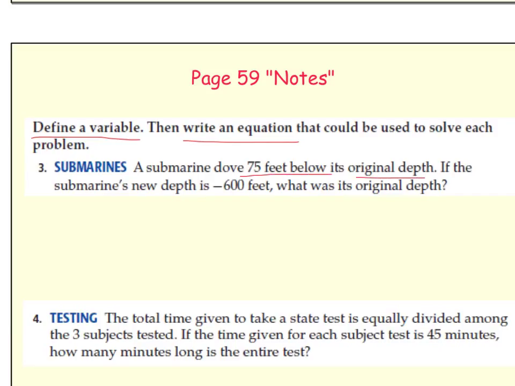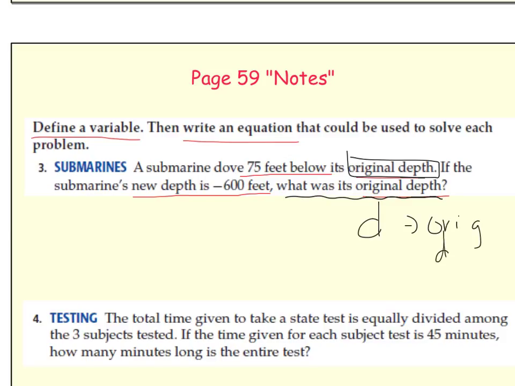If the submarine's new depth is negative 600 feet, what was the original depth? The nice thing about this question is it says what was. So it tells us that we're looking for the original depth. So I'm going to say D represents the original depth. What I know about the original depth is that obviously that's my starting point. So I'm going to say original depth and then what happened with my submarine.